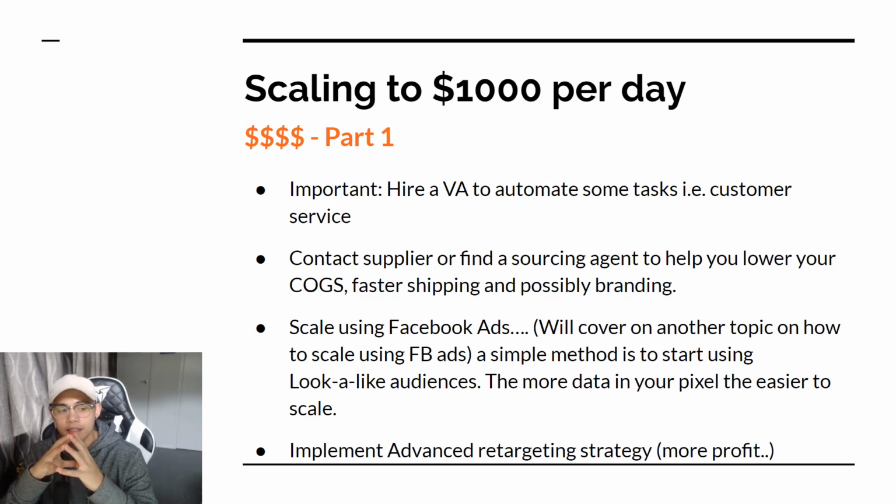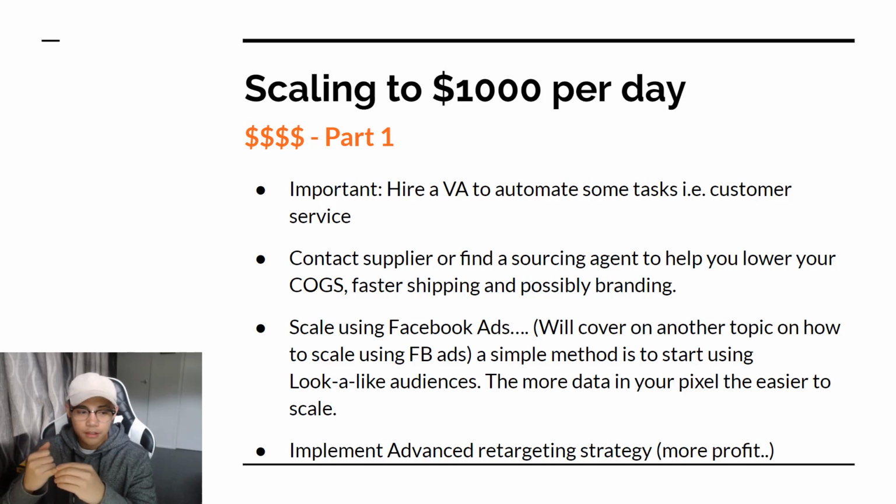The second point I want to make here, and this is an important one as well, is to contact your supplier or find a sourcing agent to help you lower your COGS, which is your cost of goods sold. You want to do this because you will get faster shipping and the possibility to brand that product. Very important, you can increase your profit margin by doing that. With faster shipping, obviously, better customer service. Create a relationship with your suppliers. Once you're doing big numbers already, 20 orders per day, contact your supplier. You can tell them, I'm doing this many orders. Can you give me a better price on the goods?